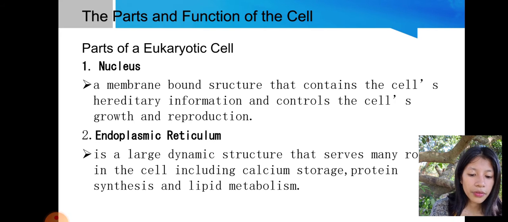First is rough endoplasmic reticulum. It's primarily involved with the synthesis, folding, and modification of proteins, especially those that need to be delivered to different organelles within the cell or secreted from the cell. Second is smooth endoplasmic reticulum. It's largely associated with lipid manufacture and metabolism, and steroid and hormone production.